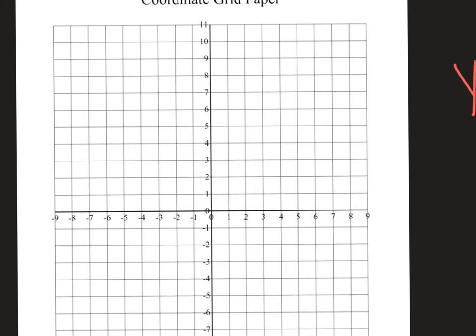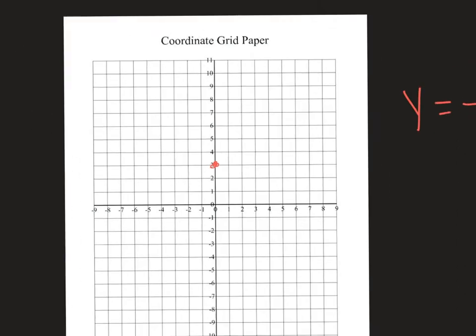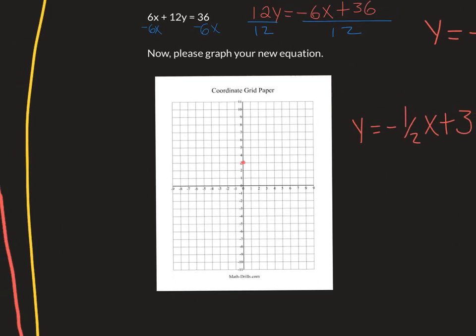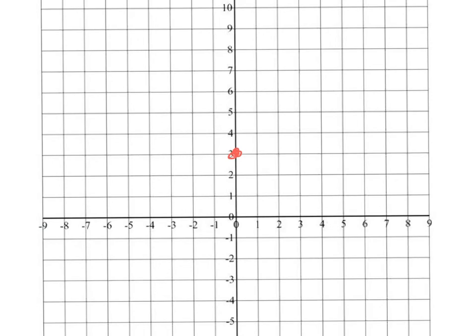Oh, can't even see it. 3, right there. Then we need to go rise over run, down 1 and over 2. But we need to be careful here because we know that our slope is negative. So what we're going to have to do is go down 1 and over 2 in the negative direction, which is going to be this way. Down 1 over 2. Down 1 over 2.